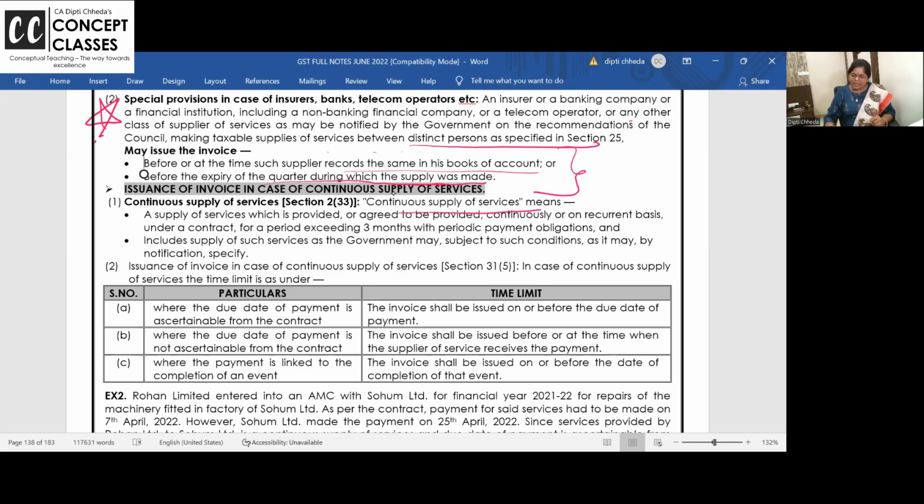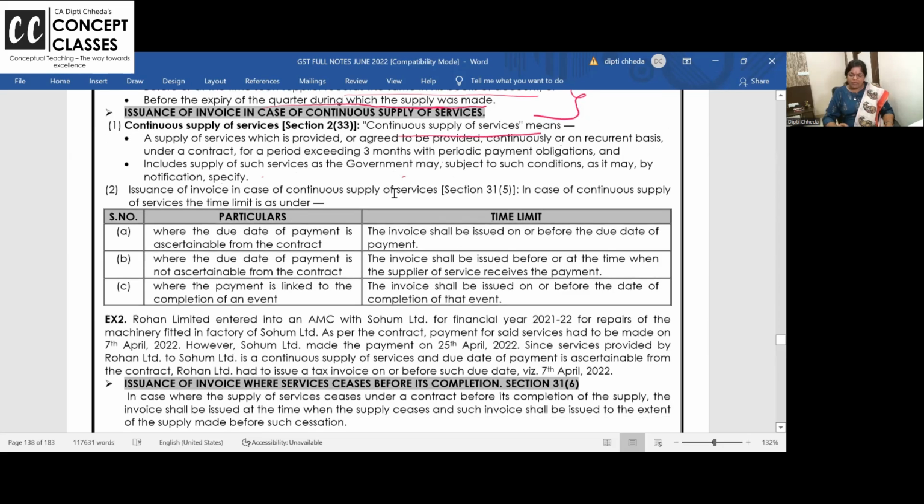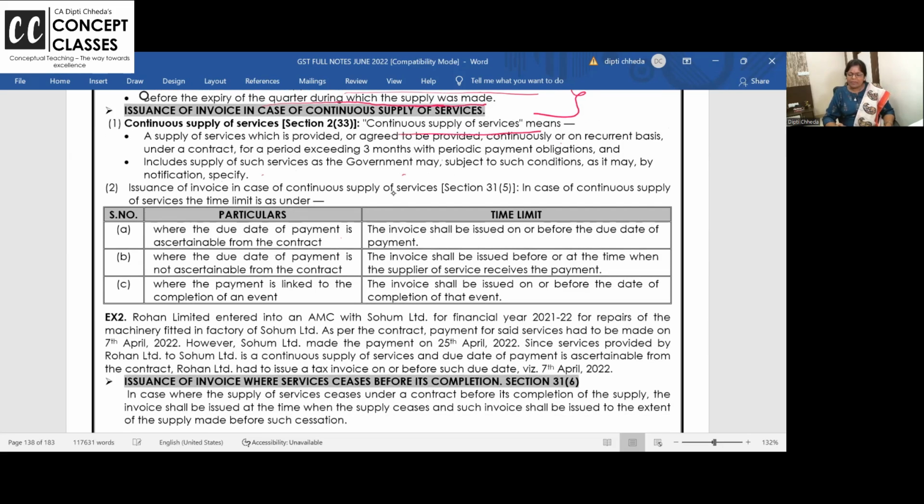So continuous supply of service का meaning देख लो पहले. A supply of service which is agreed to be provided continuously on recurrent basis for a period exceeding 3 months with periodic payment and includes supply of such service as government may subject to condition notify. Now, where due date of payment is ascertainable from the contract. आप सर्विस दे रहे हो, but then due date is fixed. In this kind of service, say the Wi-Fi internet services, the due date of the payment is fixed. Every 5th of May. So invoice should be issued before the due date of payment.